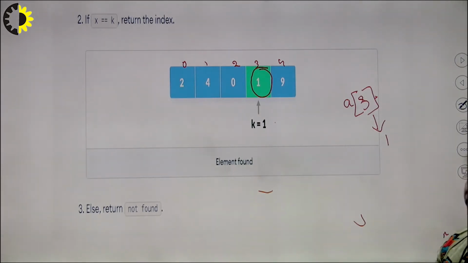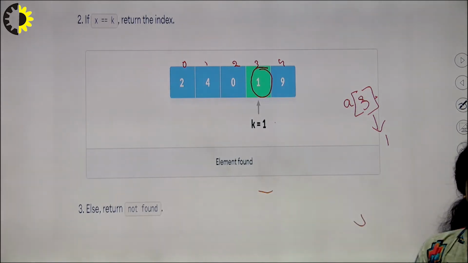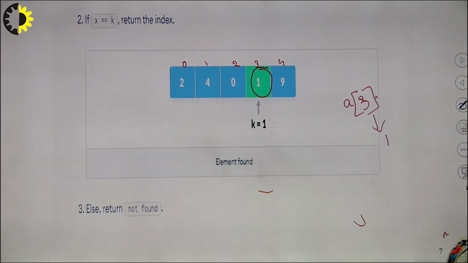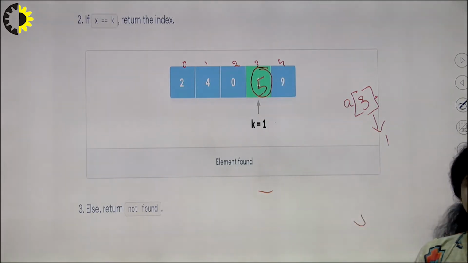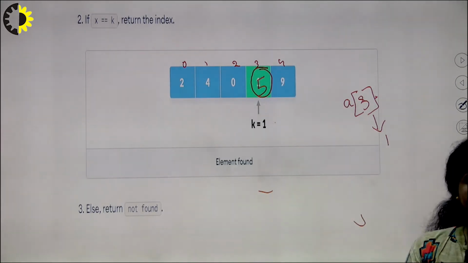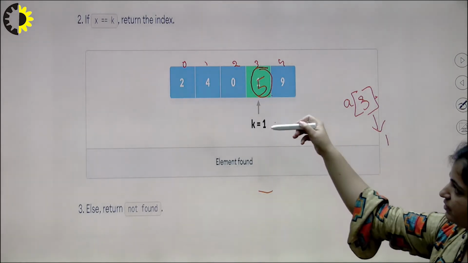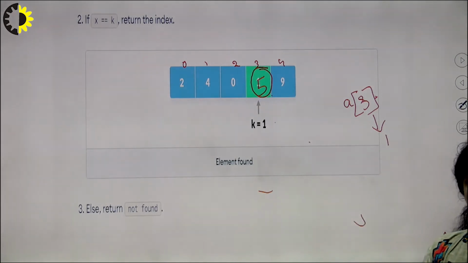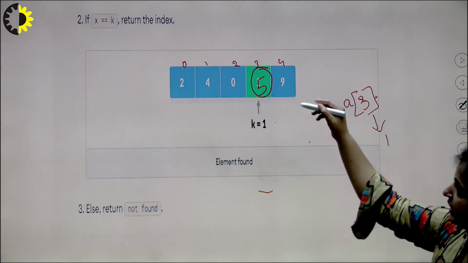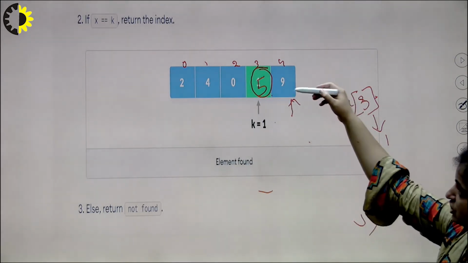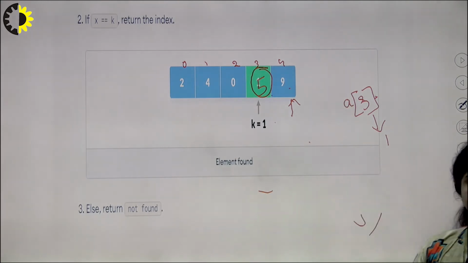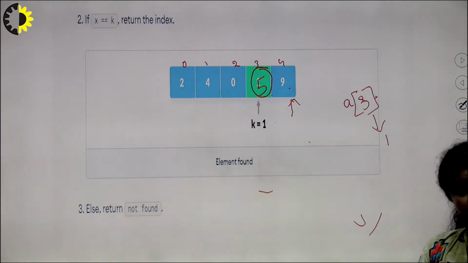But if I consider the case that this value is not 1, this is something else, let us say this value is 5, fine. Now when the algorithm proceeds, here 5 will be compared with the value 1. They are not equal, so again it will move to the next place. Now here again the next positional value, that is 9, will be compared with the value 1, and again they are not equal.